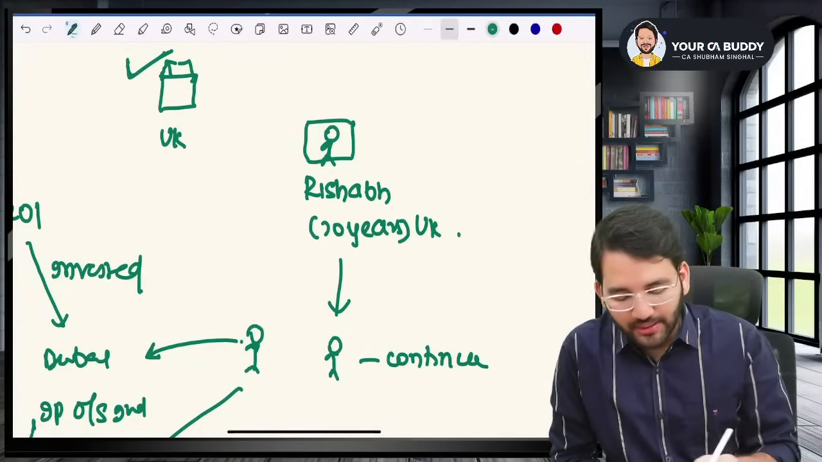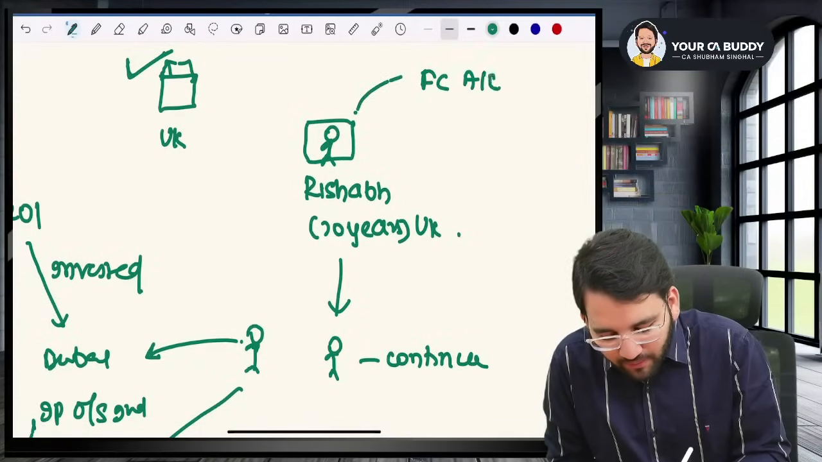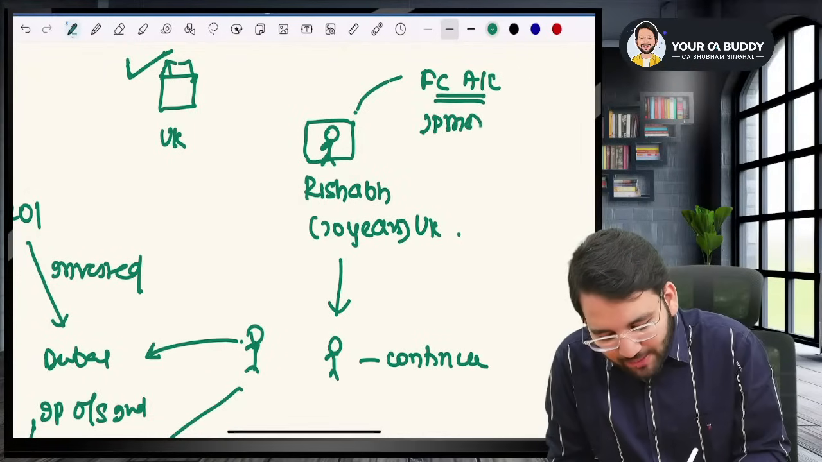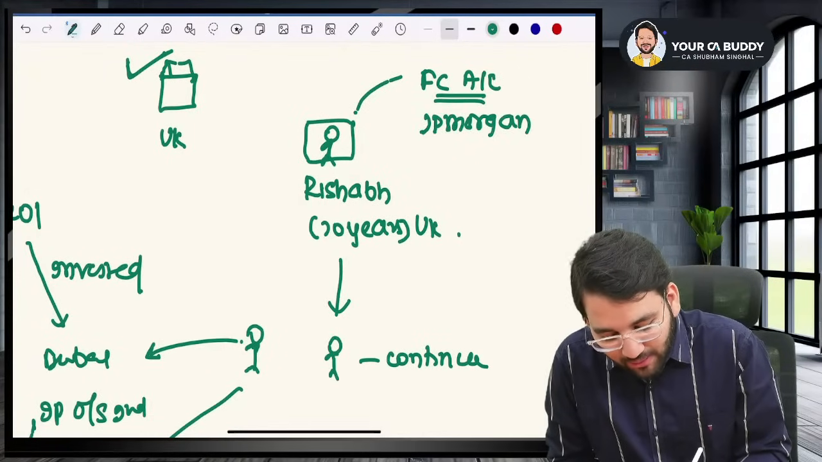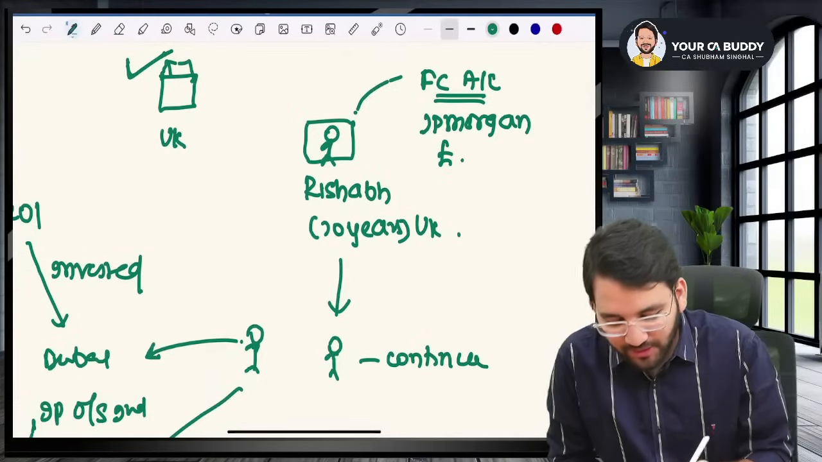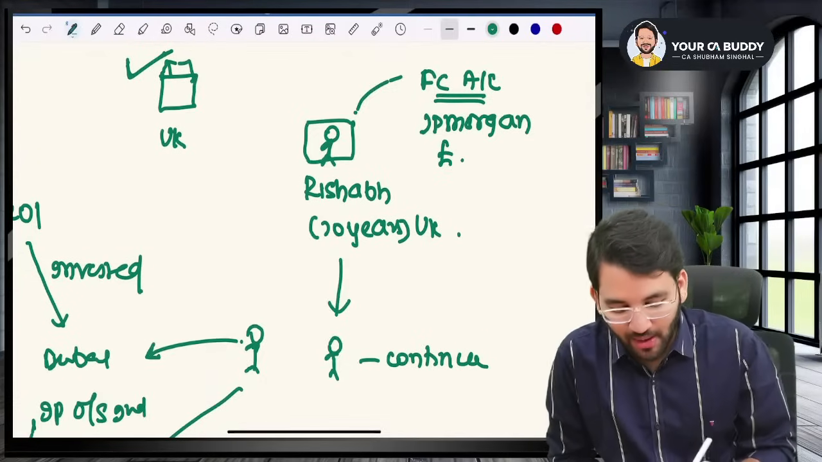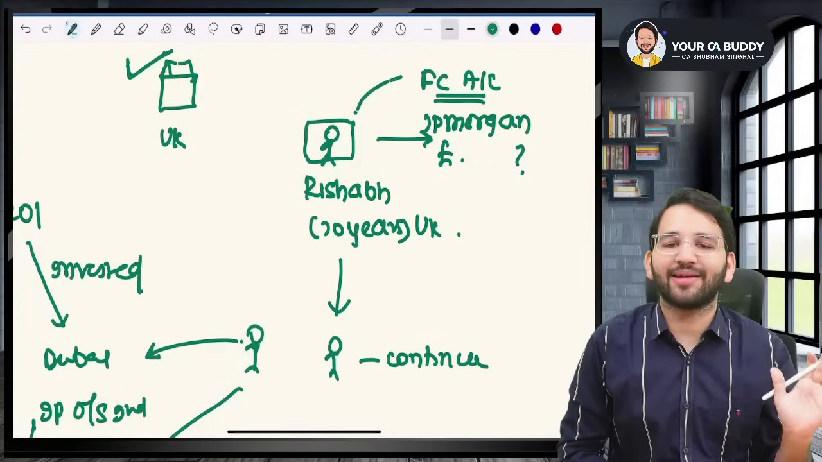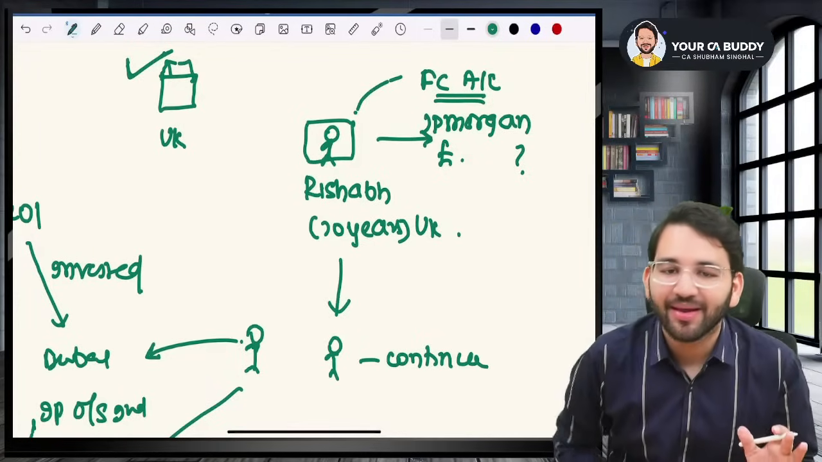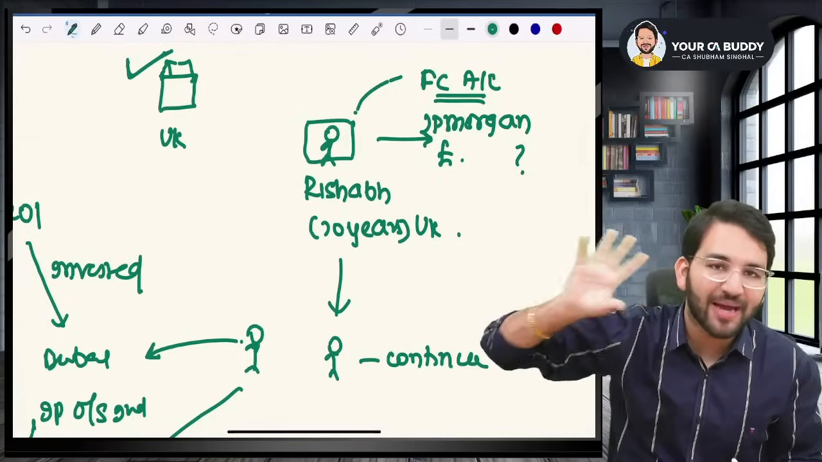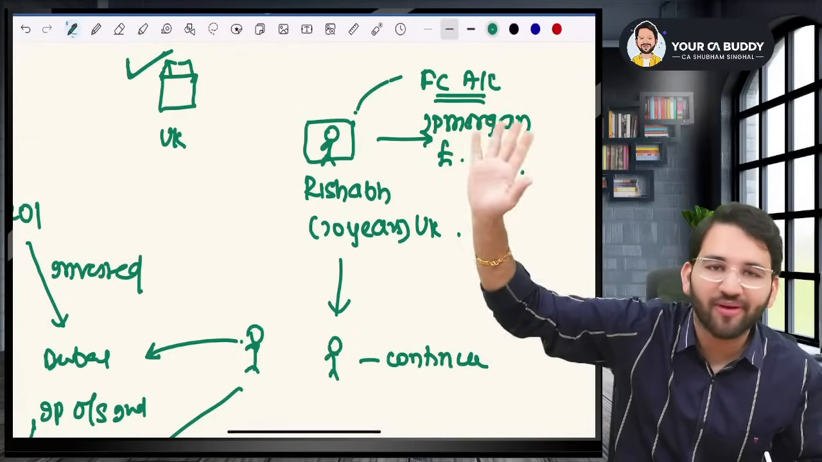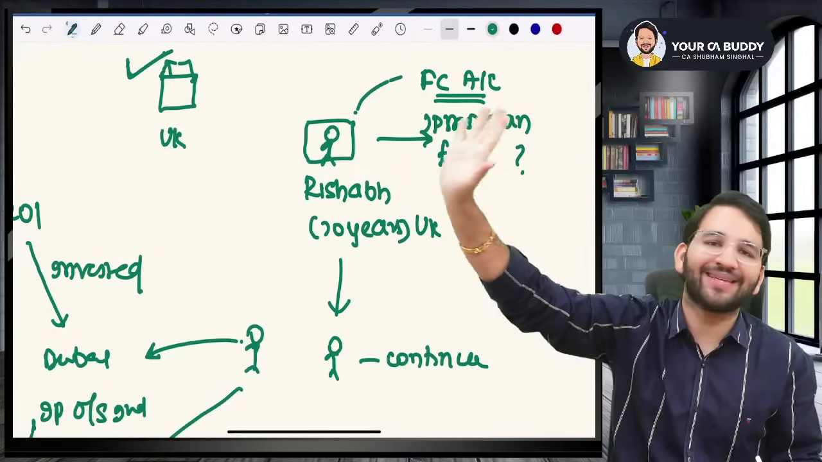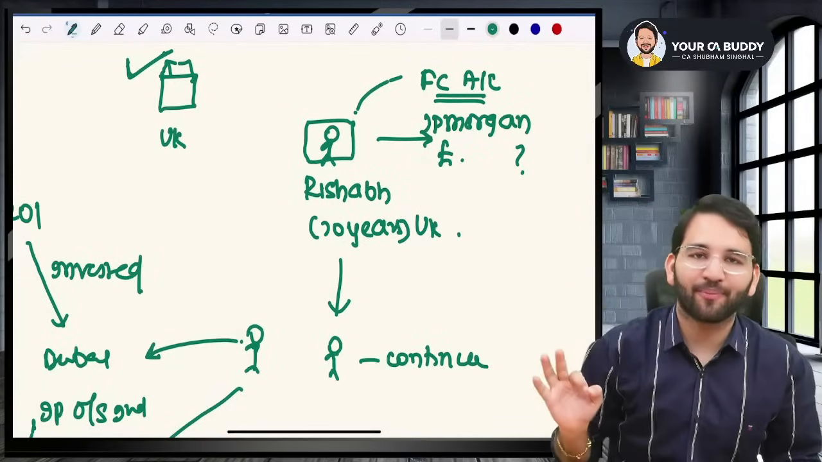Number two, sir, what about the foreign currency accounts? He must be having a bank account with JP Morgan. In that bank account, there must be some pounds also, some money also. What about that money, sir? We said, no problem. You can continue to have that foreign currency account. We have no problem, guys. Whatever you had when you were a PROI, we are not saying you get rid of everything. You can continue to hold that as it is. We have no problem at all.